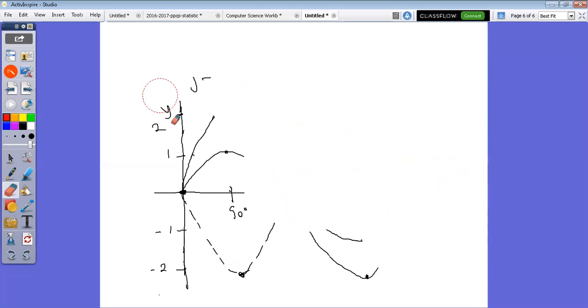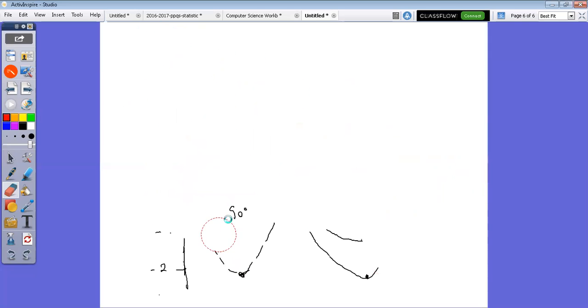Now, let's look at the graph of cos theta and the properties.